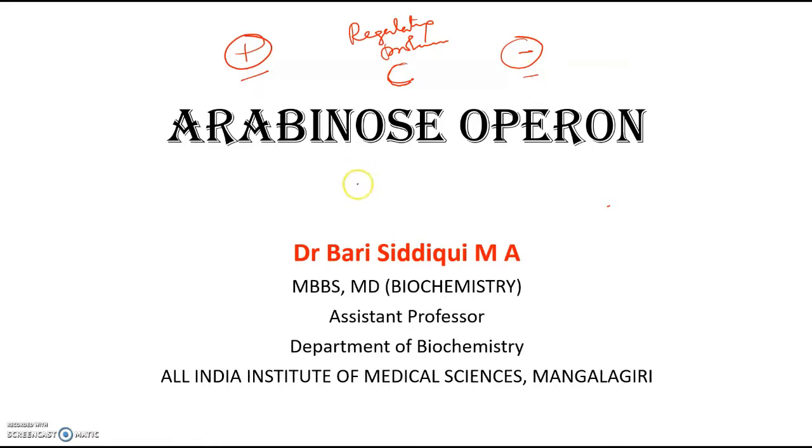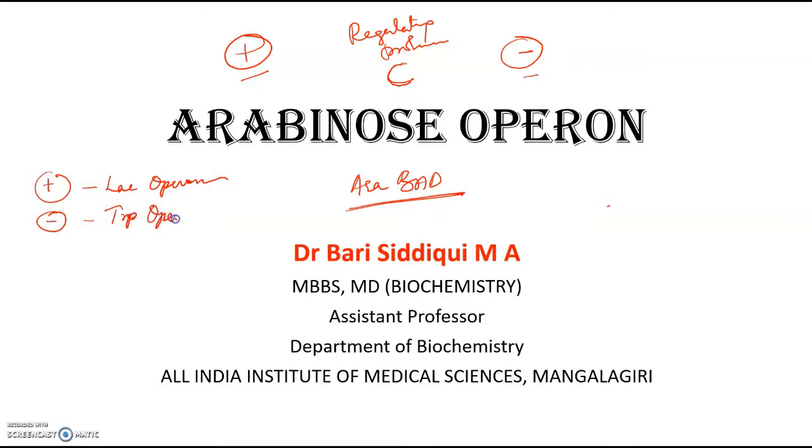It is also called as araBAD. All right. So for the arabinose operon, the positive regulation example was the lac operon. The negative regulation example was the tryptophan operon. Both positive and negative is the arabinose operon. Now let us see what the arabinose operon has.